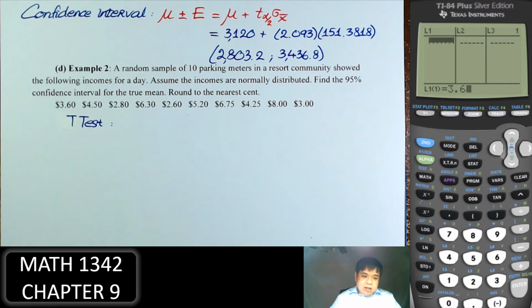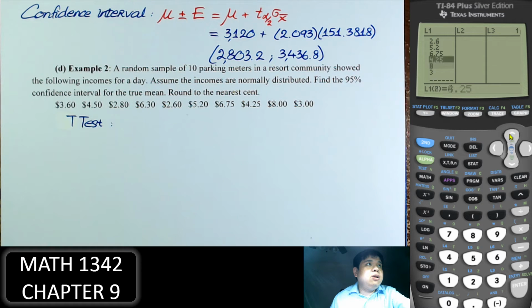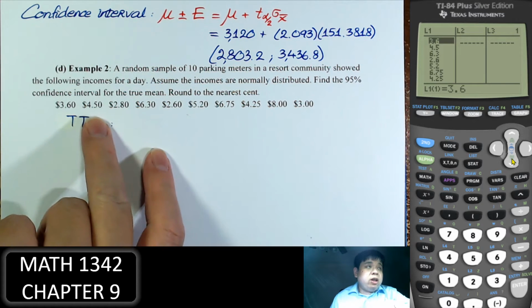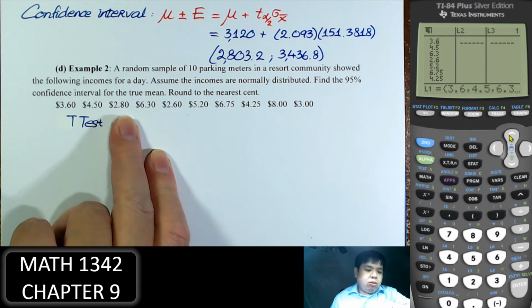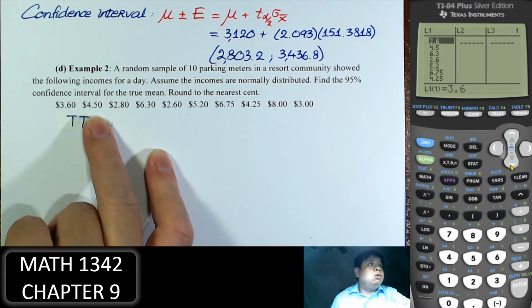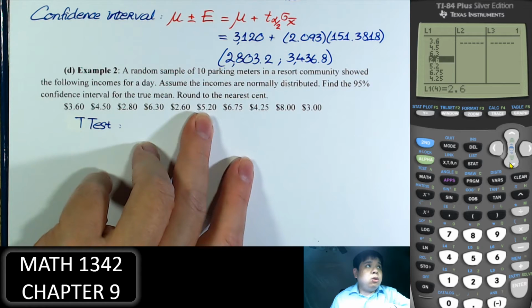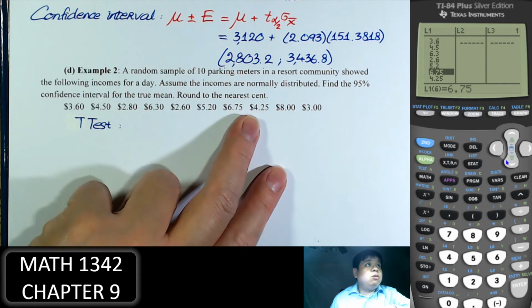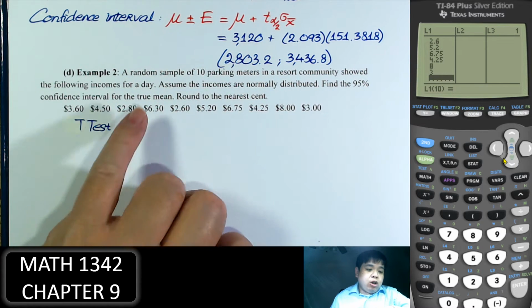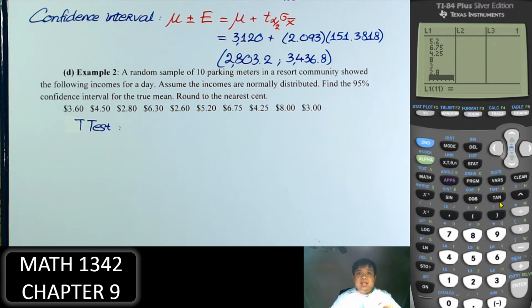3.6, 4.5, 6.3, 2.6, keep doing that, 2.6, 5.2, 6.75, 4.25, 8, and 3.6, 4.5. Where's the 2.8? I forgot the 2.8, so it's okay to just enter that at the end. The order of the numbers doesn't really matter. So enter that when we're done.